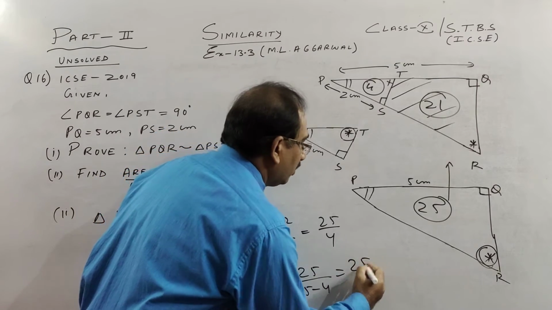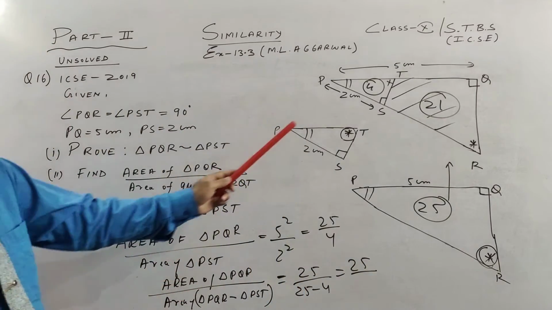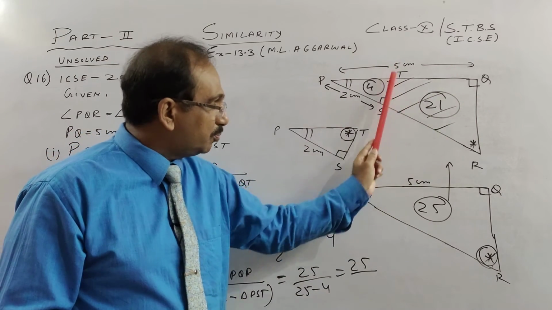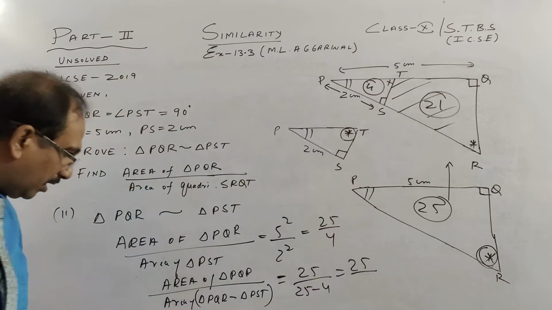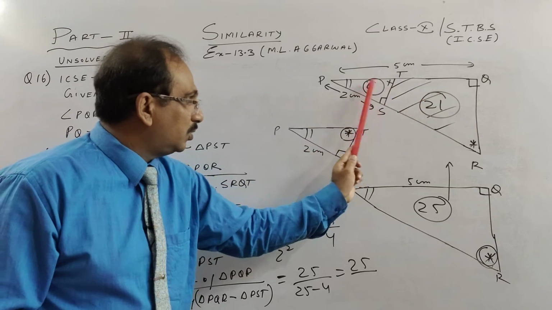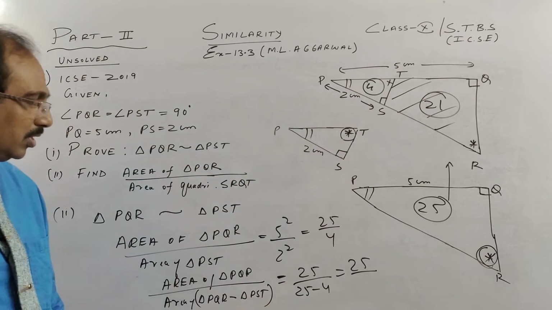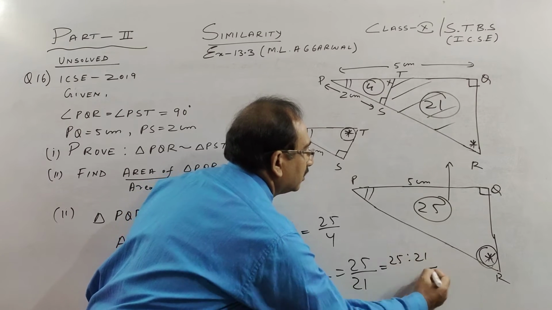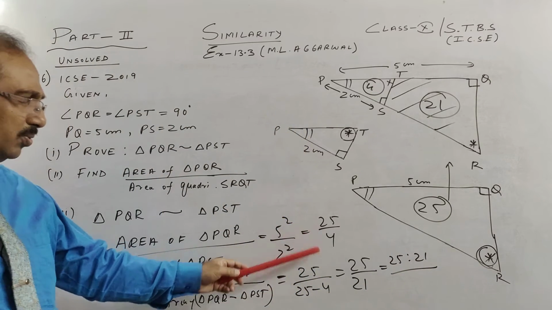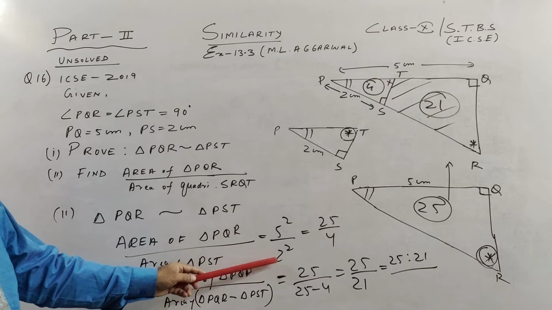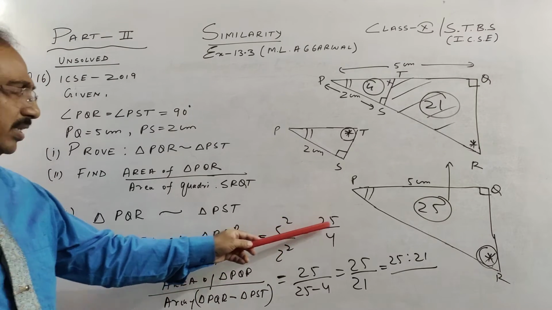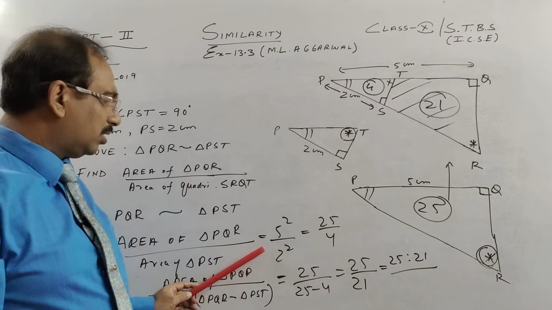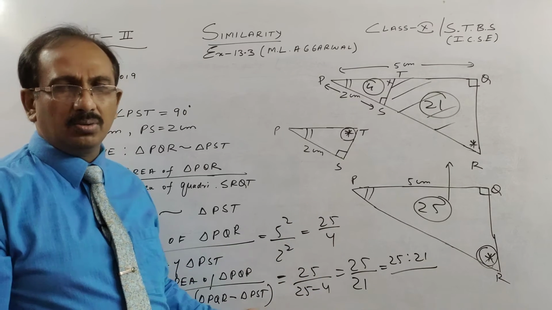So what we get? The ratio of the full triangle to this quadrilateral. The full triangle is 25, and this part, I told you, 25 minus 4 you take out. The area of this is the total area minus this 4. So what we get: 25 by 21, and you can write it as a ratio. Actually, these are ratios, we could have taken x like that, 5x is to 2x. So x would also have cancelled, 25x square by 4x square. So like that you can do, but this way also you can do.